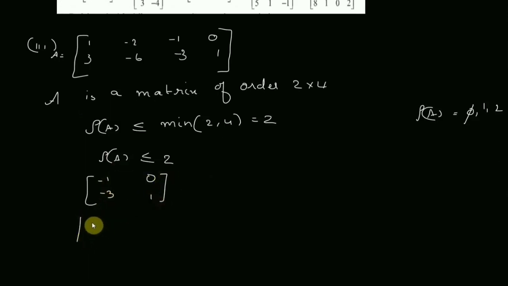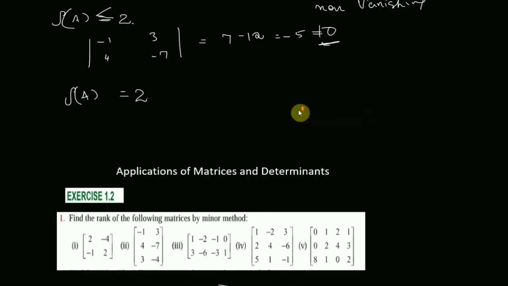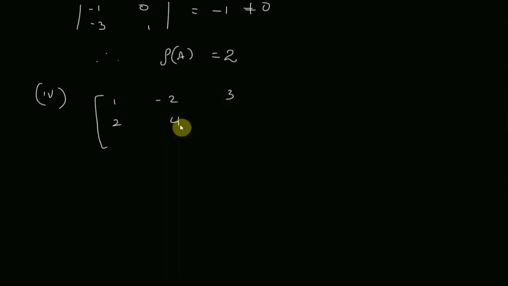So it is equal to minus 1, isn't it? Minus 1 is not equal to 0. So we got a non-vanishing minor. Once you get a non-vanishing minor, that is, when you get non-zero, you can just stop there and write the rank as 2. Understood? Once you get a non-zero minor, you stop there and find the order of that non-zero minor. Here it is 2, so the rank is 2. Now we move on to the next question.